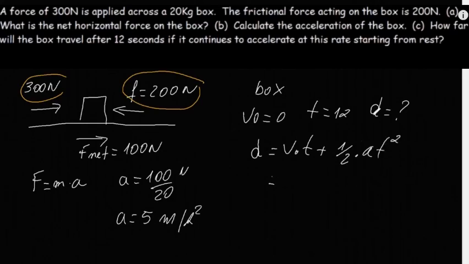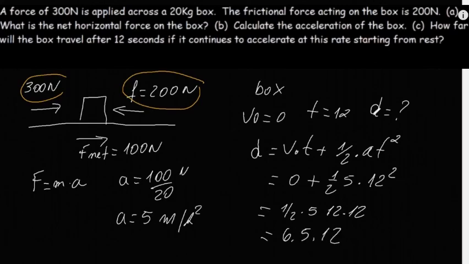Once you have the net force, you can use this equation. F equals ma. To find the acceleration, the net force of 100 divided by the mass of the box, so the acceleration is 5 meters per second squared. Now what about part C? How far will the box travel after 12 seconds if it continues to accelerate at this rate?